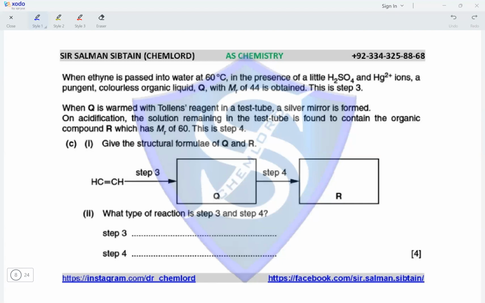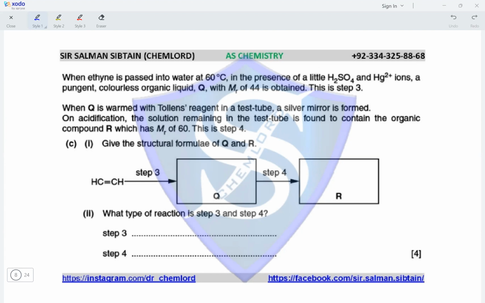When ethine is passed into water at 60 degrees Celsius, in the presence of a little H2SO4 and mercury ions, a pungent colorless organic liquid Q with MR of 44 is obtained. This is step 3. So ethine is passed into water in the presence of a little H2SO4. Okay. When Q is warmed with Tollens reagent in a test tube, a silver mirror is formed. So Q is an aldehyde.